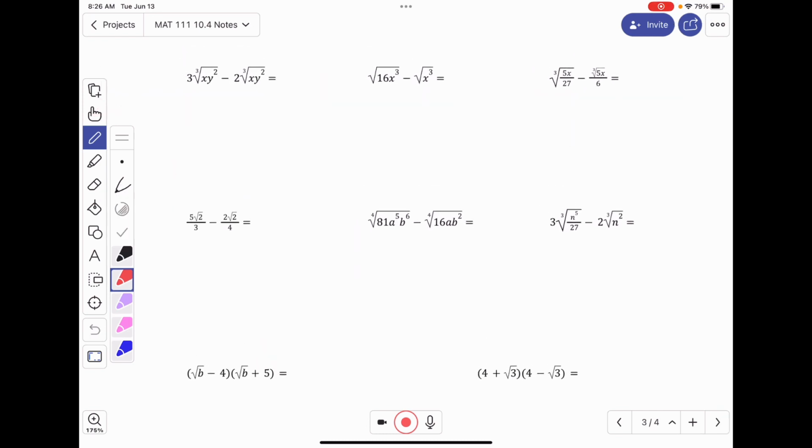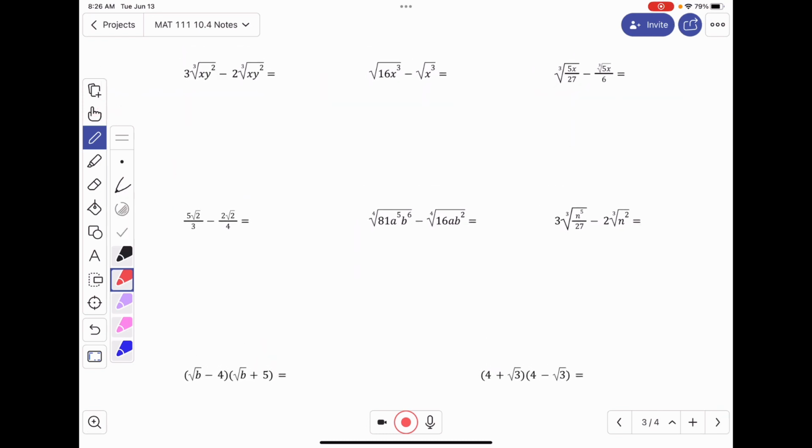All right, try a couple more. If we look at these, we have an xy squared. Can't be simplified because of the 3, but these are the same, so we're just going to subtract. 3 minus 2 is 1. And we can write it with the 1 or without, it doesn't matter.